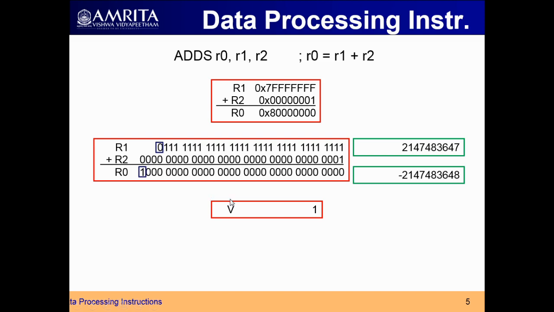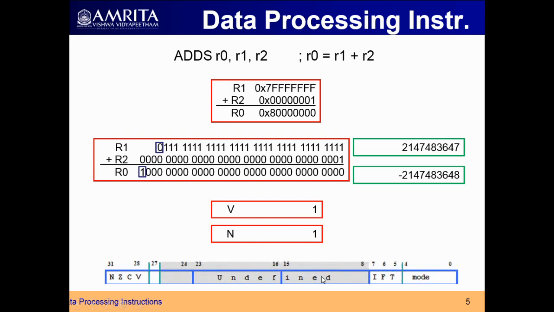In addition to the overflow flag being set, will anything else be set? The negative flag also will be set. Why? Because your result is a negative number. So whenever an arithmetic or logical operation generates a negative result, the negative flag will be set. Where are these two flags available? In the CPSR. So whenever you perform signed addition and overflow is generated, the overflow flag will be set.